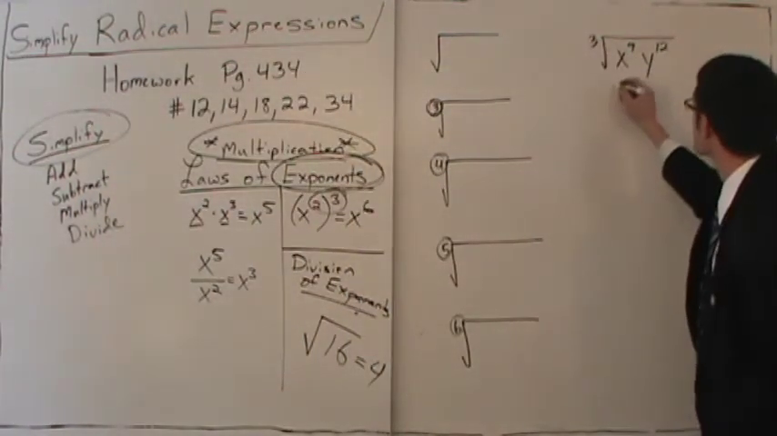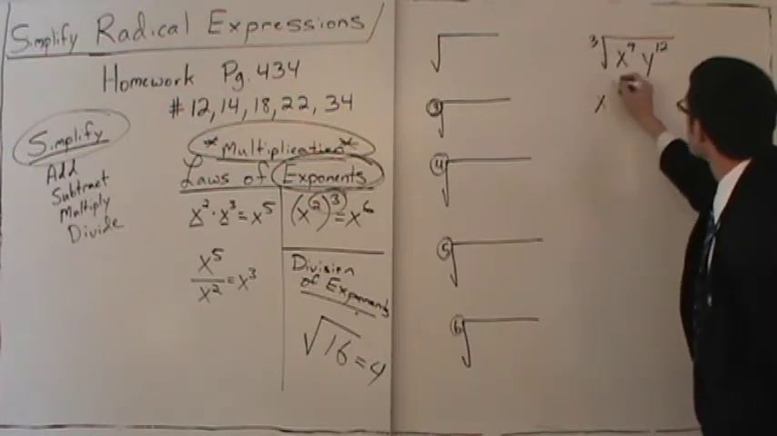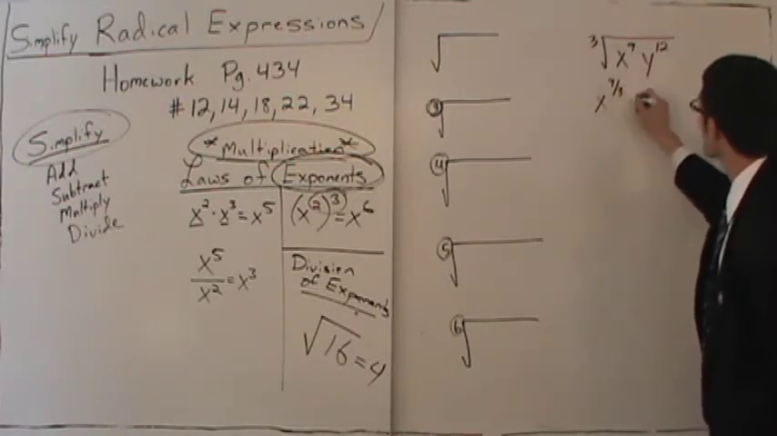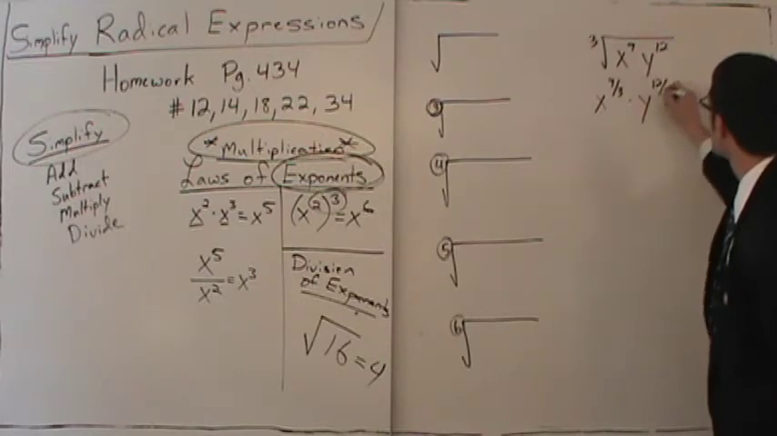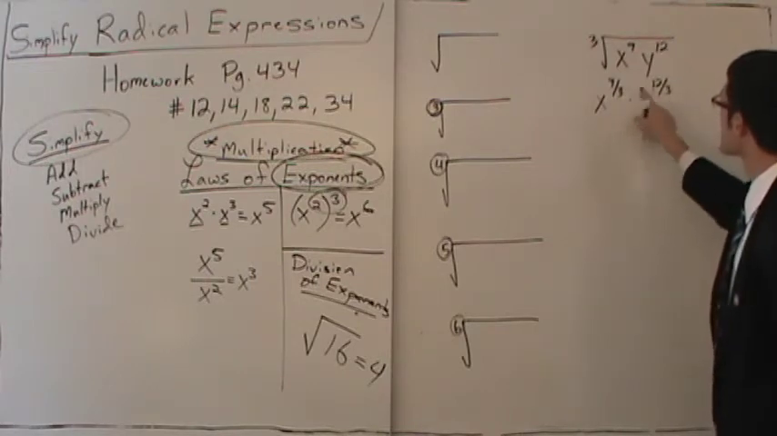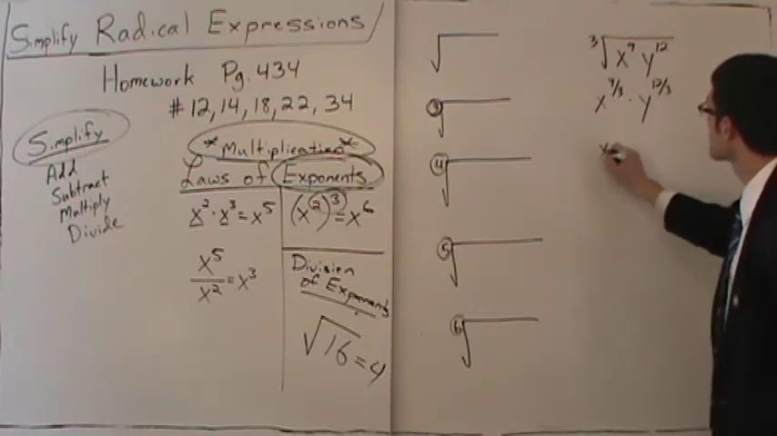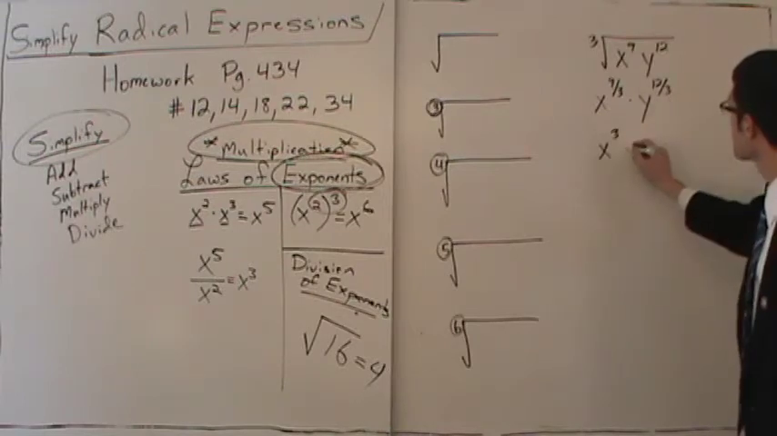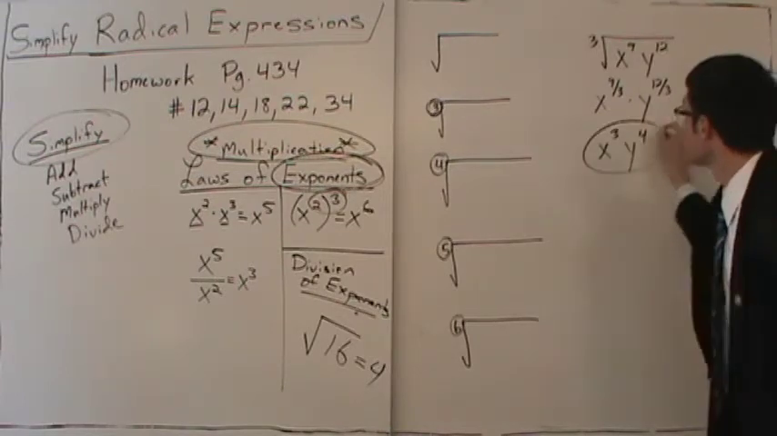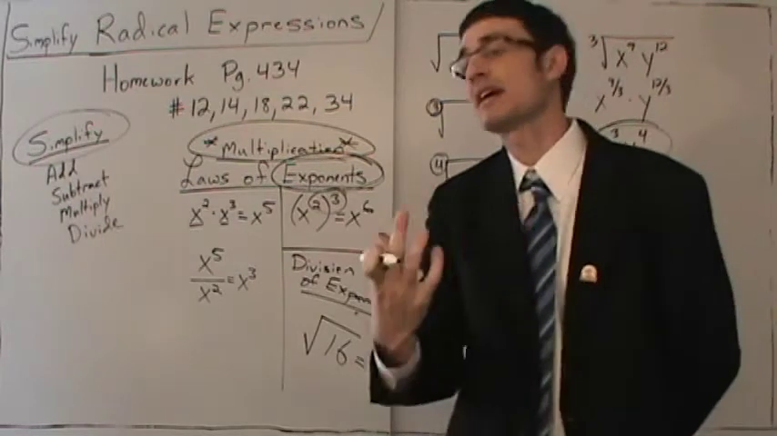So we get x to the 9 divided by 3, multiplied by y to the 12 divided by 3, and just simply divide your exponents. 9 divided by 3 gives x to the third power, 12 divided by 3 gives y to the fourth power, and you are done. So you are simply dividing exponents.